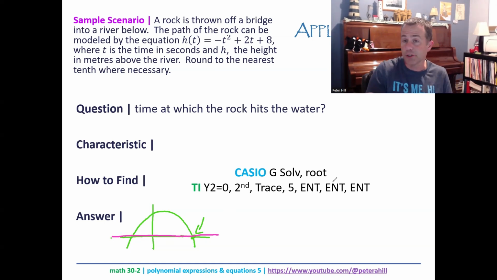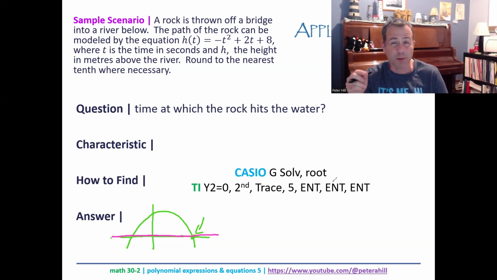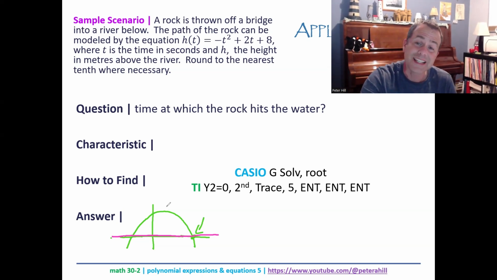There's also a zero function on a TI, so if you like that better, you could do that. You'd go second trace and then choose the option that says zero. Again, though, it asks you for left bound and right bound. So if you're going to do that on a TI, remember that you're always reading graphs this way, right? So left bound would be this side and right bound would be this side for that particular x-intercept or root.